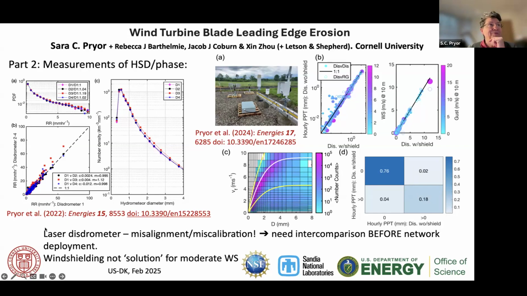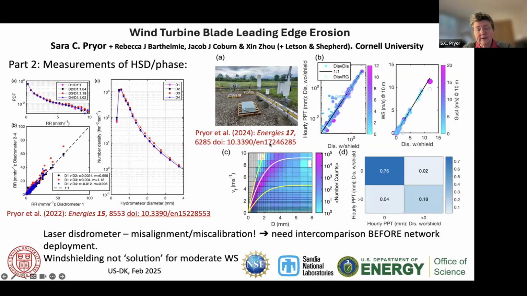So our first recommendation is before you put out a distrometer network, you need to do closure experiments to check that there isn't a misalignment of the laser, because a very small misalignment leads to very rapidly growing errors.